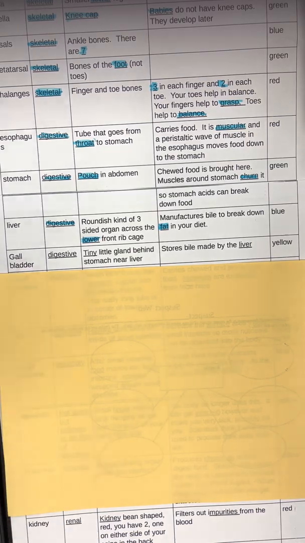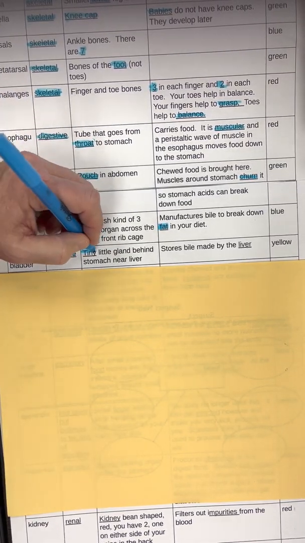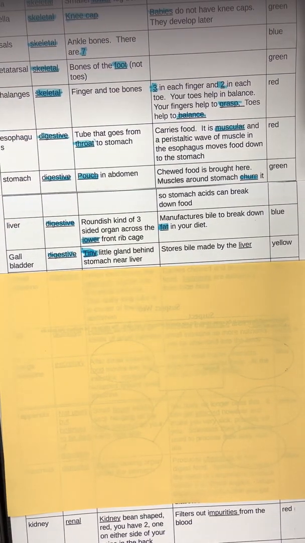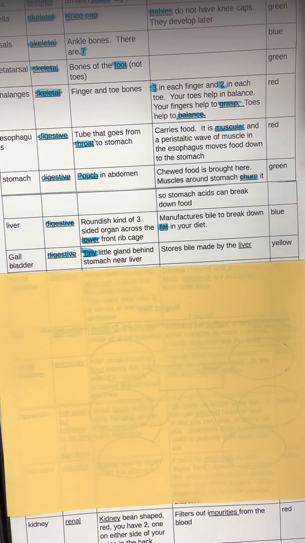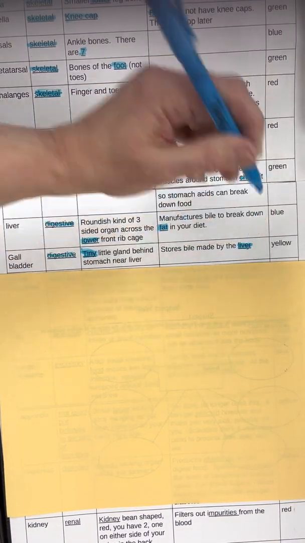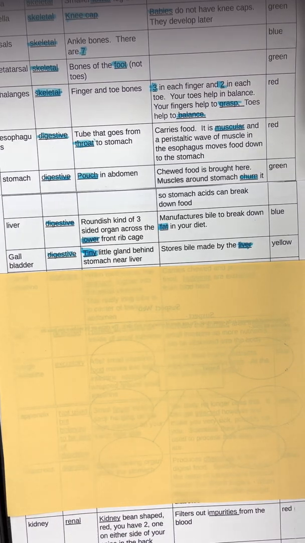The gallbladder is digestive. It's a tiny little gland behind the liver near the stomach. It's near the liver. It has to be between the liver and the stomach because it stores bile made by the liver. It stores bile, so when you're eating and you have fat in what you're eating, it needs to send some bile into your stomach to help break that down.